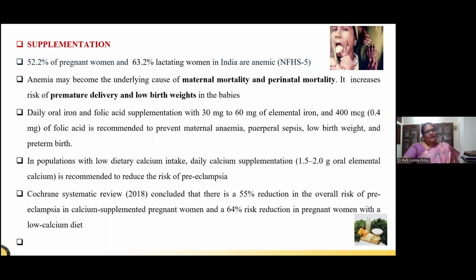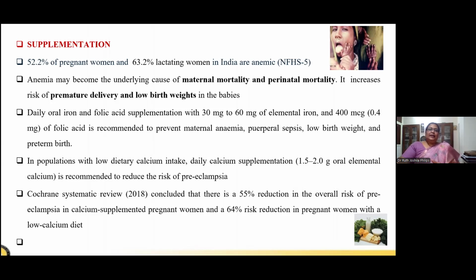So to prevent this, we usually prescribe supplementation of iron and folic acid. 30 to 60 milligrams of iron is recommended along with 400 mcg of folic acid. This supplementation has to be continued even into the postnatal period. We recommend mothers continue taking iron and folic acid, which come in combination, for 6 months into the postnatal period as well.